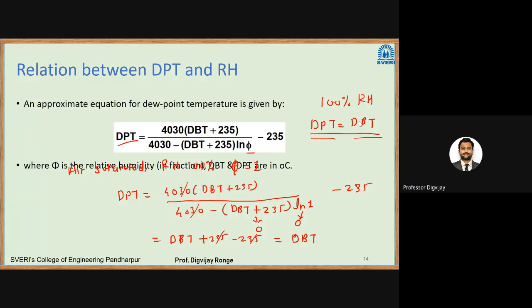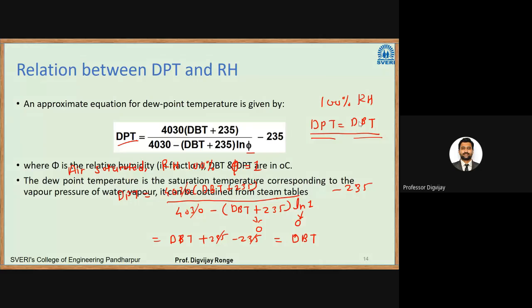Okay. So I'll erase this. So the dew point temperature is the saturation temperature corresponding to the vapor pressure of the water vapor. It can be obtained from the steam tables. So in steam tables, as you know, there is a temperature table and a pressure table. In the temperature table, whatever temperature values are given are nothing but the saturation temperature values. In pressure tables, whatever values of pressure are given are nothing but the saturation pressure values.